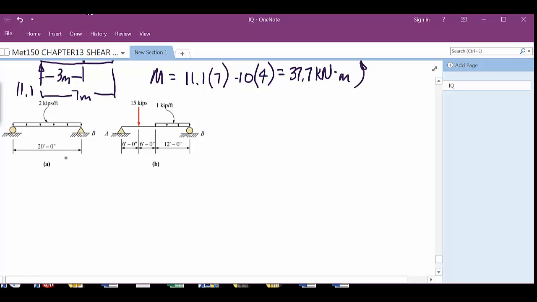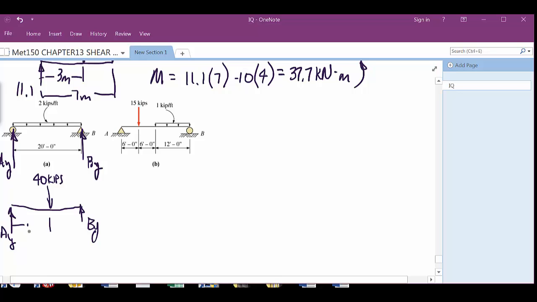So let's see here, mouse. Thank you. So I'm going to do this one. It's already labeled. So here's AY and BY. Now what do we have here? We got 2 kips per foot. So that means we're going to have a free body diagram that looks something like this. Got BY, AY. Evenly distributed load. It's concentrated. It's 2 times 20, so that's 40 kips, right? This is 10 feet, and that's 10 feet.